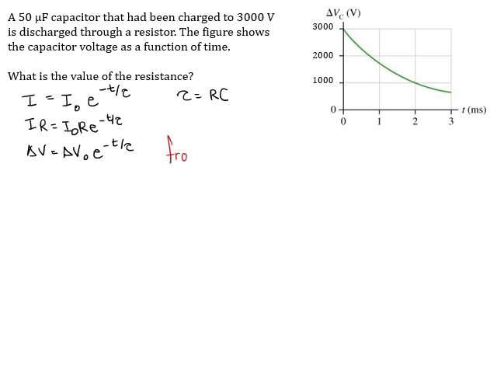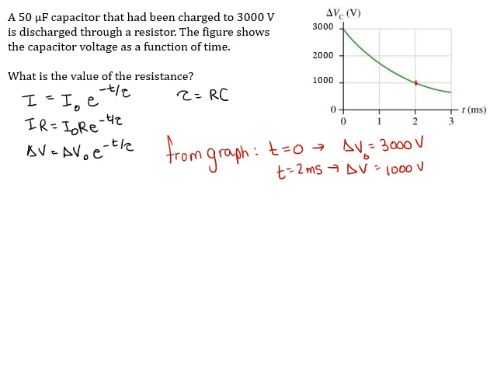So from the graph, at t equals 0, our potential, delta V, is equal to 3000 volts. So that's our V0. And let's pick another point on the graph, at 2 milliseconds, that's kind of easy to read. At t equals 2 milliseconds, that means 2 times 10 to the minus 3 seconds, our potential at that point is 1000 volts.